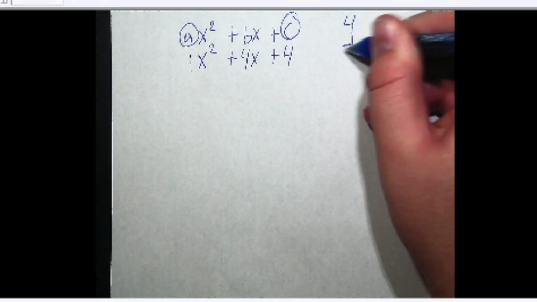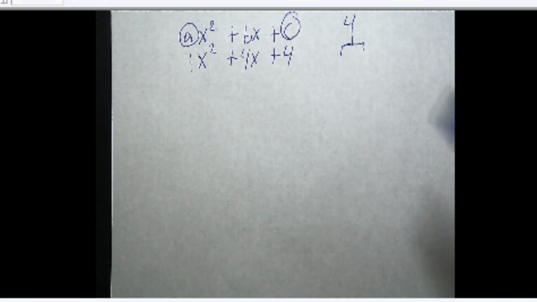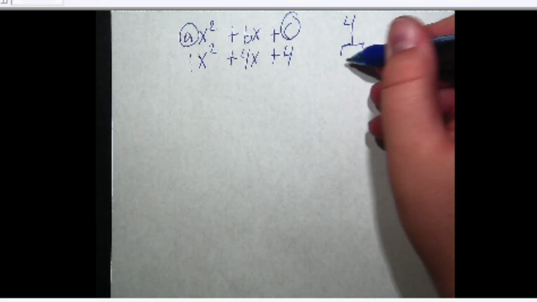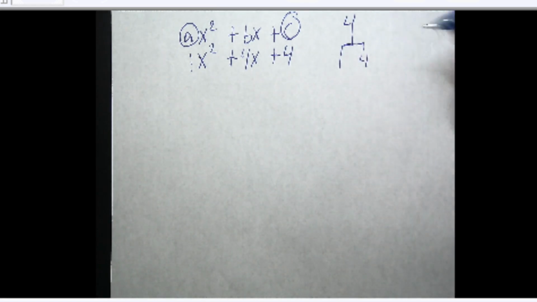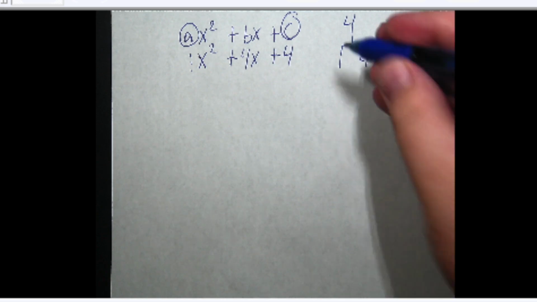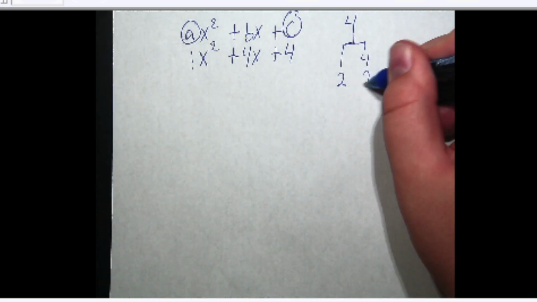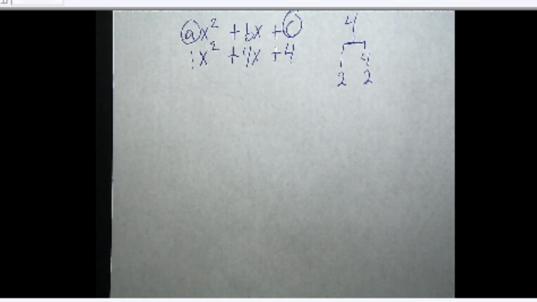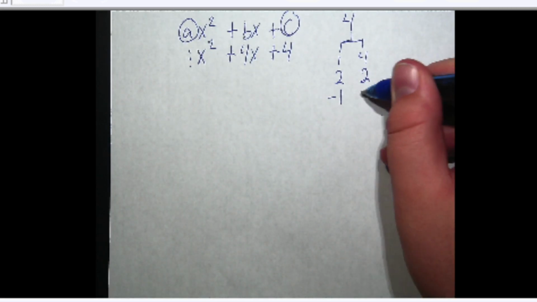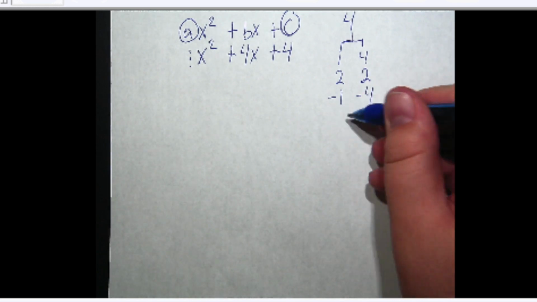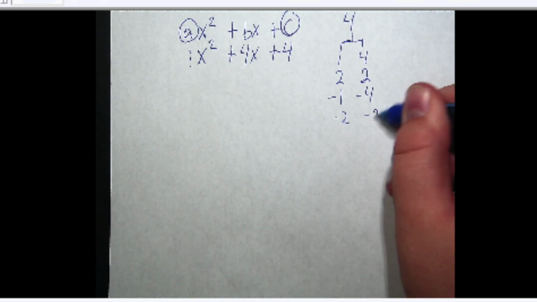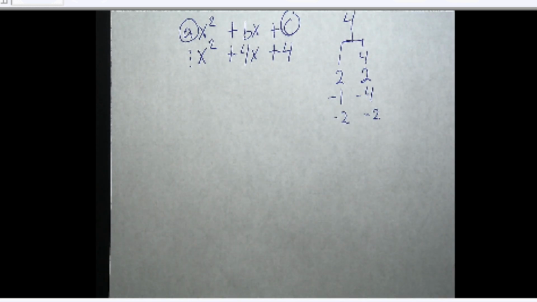Now what we're going to do with that number is find factors for it, numbers that multiply to get 4. So 1 times 4 works. 2 times 2 works. We've also got to remember that -1 times -4 also works, and -2 times -2 also will get us a positive 4 if we multiply it.